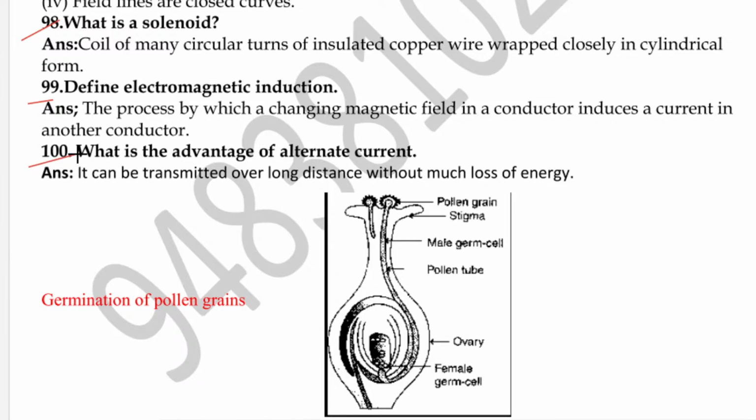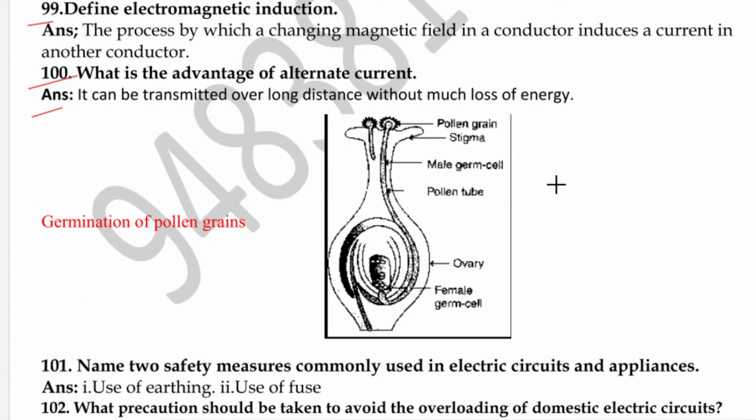Next one, question number 100. What is the advantage of alternate current? The answer is, it can be transmitted over long distance without much loss of energy. Here we are seeing the diagram of germination of pollen grains, which is also very important for the examination.